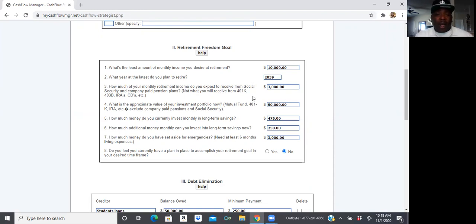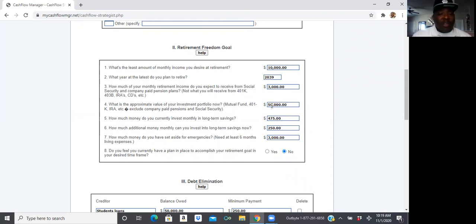They stayed by $3,000 right here. They asked, what's their approximate value of your investment portfolio. We put $50,000 here. Now understand, you're going to put your information right here, and you need to make sure that it's accurate. So I highly recommend for you to go in and grab all your financial documents and information, because just like a GPS, you want to make sure this thing is as accurate as possible. We need to know exactly where you at.